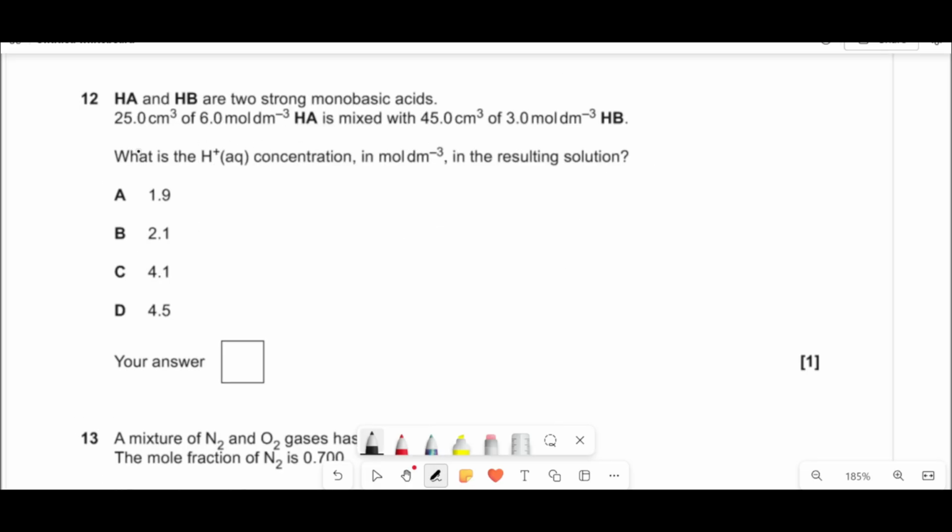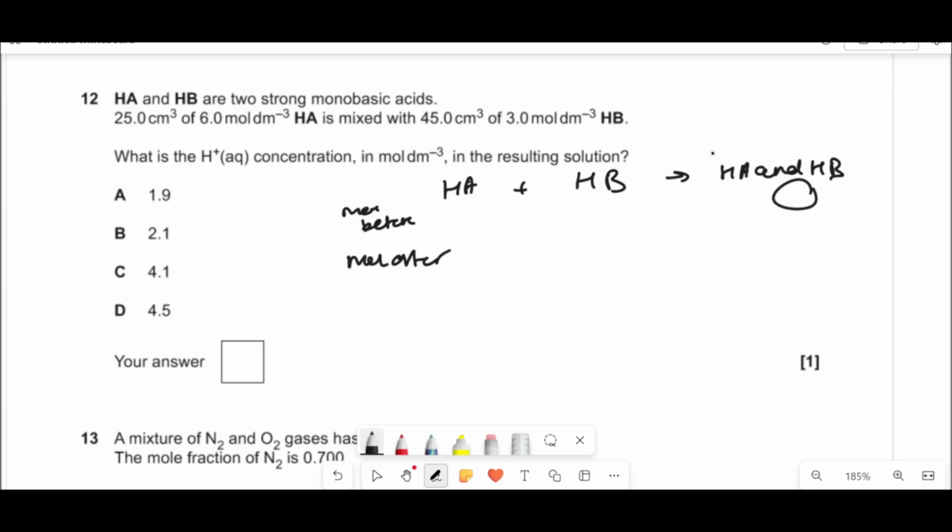HA and HB are two strong monobasic acids. We mix this much with this. What's the H+ concentration of the resulting solution? So what I do is I just quite literally say HA, HB, and work out what their moles are, the moles before and the moles after. Initially we have no mixture of HA and HB. The moles of HA is going to be 25 divided by 1,000 times 6, which is going to be 0.15. And the moles of HB is going to be 45 divided by 1,000 times 3, which is going to be 0.135.